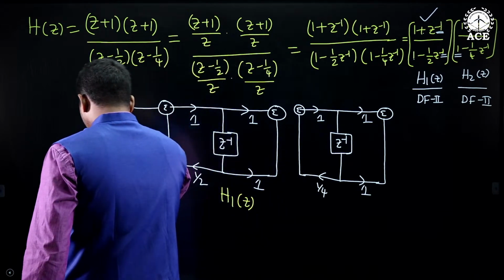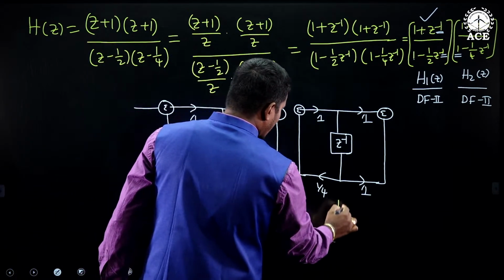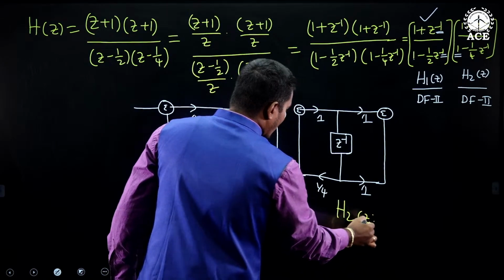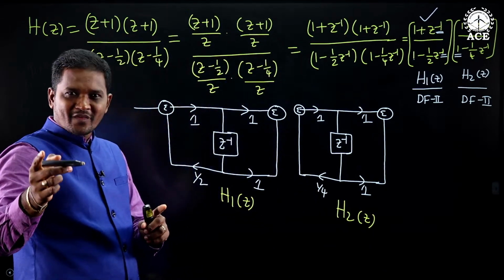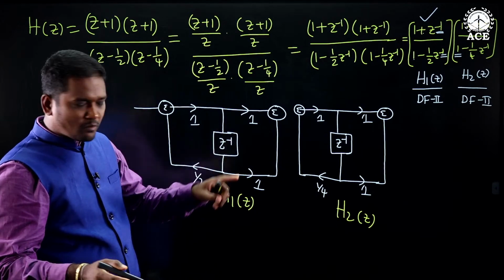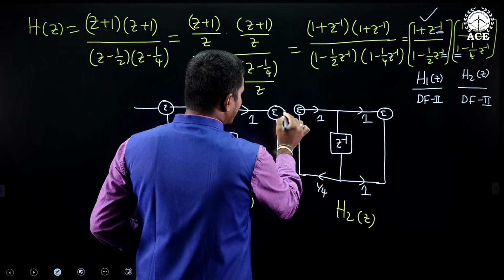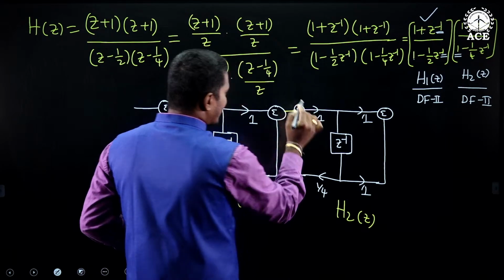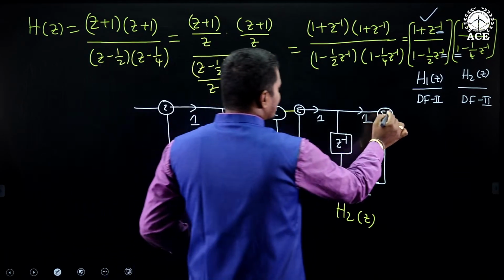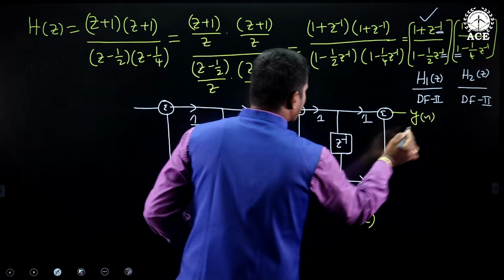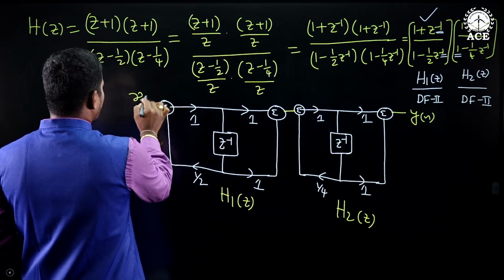What is this one? This is H2 of Z. What is cascade form? Output of first system given to input of second system, or not? So this is output of first system. This is input of second system. Just draw a line like this. That's it. This is y of n. This is x of n.